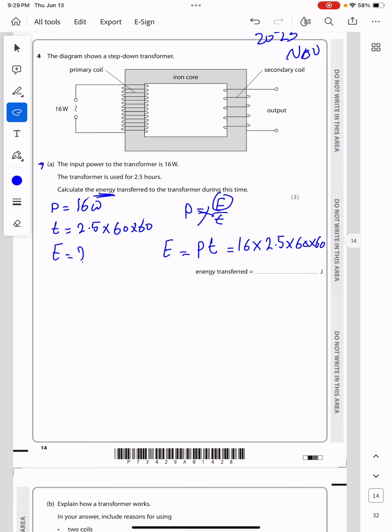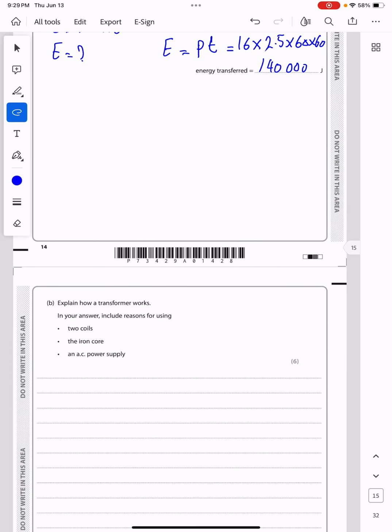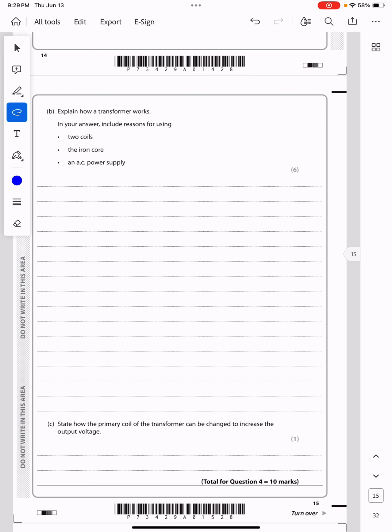Where's my calculator? So it is 140,000 joules. Easy, right? So this is the first part, and as you could see, it's just a normal problem regarding the power. And so let's go to the second part.